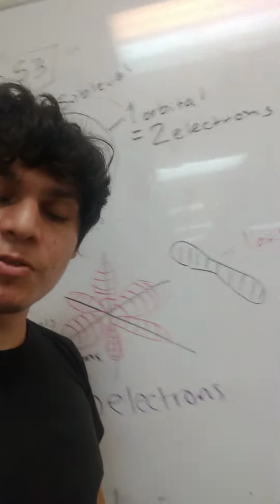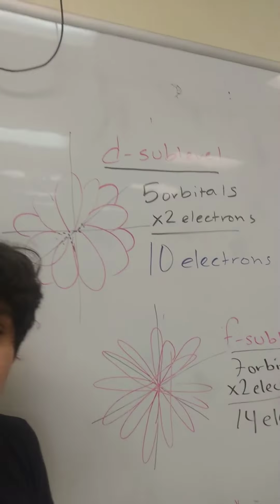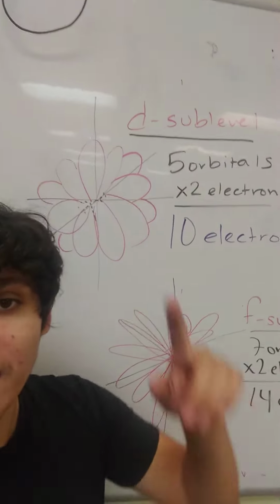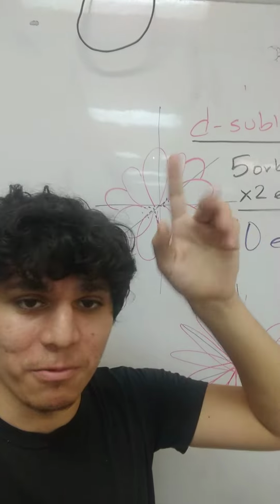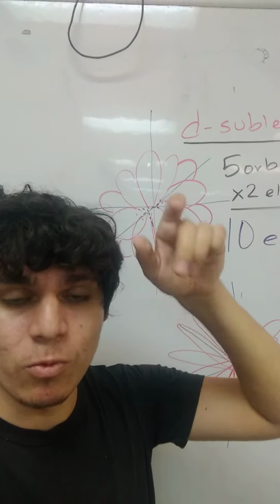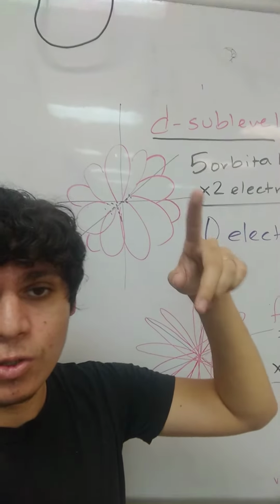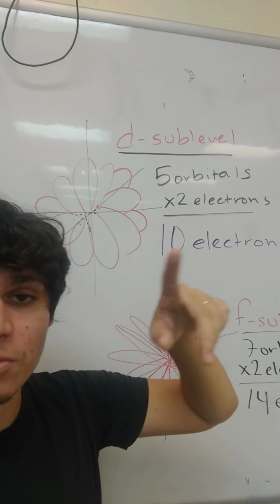All right, let's move on to the d sublevel. The d sublevel, okay, has 5 orbitals. Now here I probably went overboard. I think I have more than 5, but I was trying to draw it, okay? So then you have 1, 2, 3, 4, and 5, 2 electrons to each orbital, and that becomes 10 electrons.